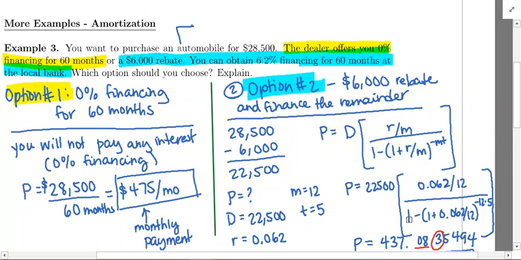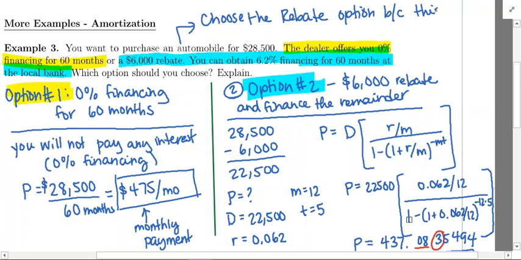I'll write up here, because the question asks which option you should choose: you're going to choose the rebate option because this will result in a lower monthly payment.